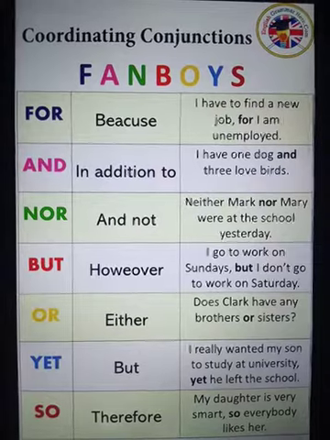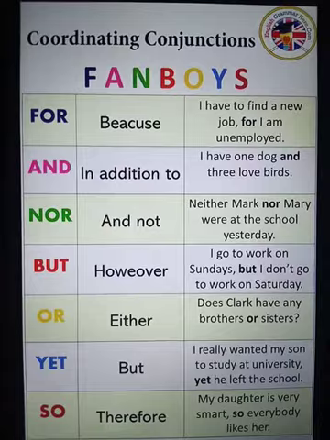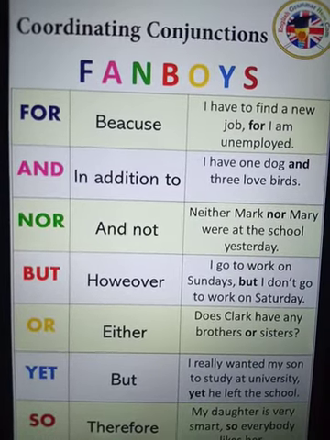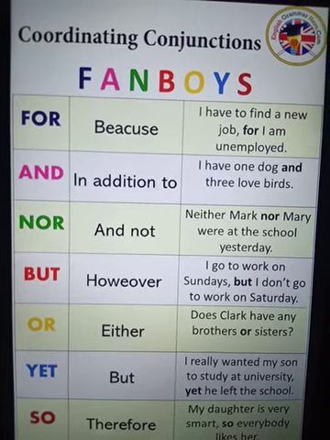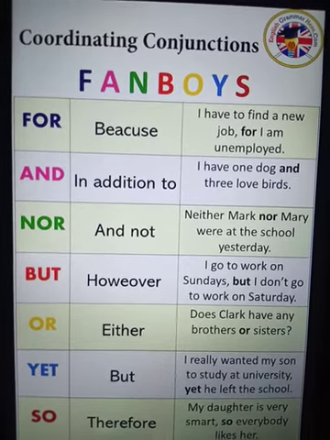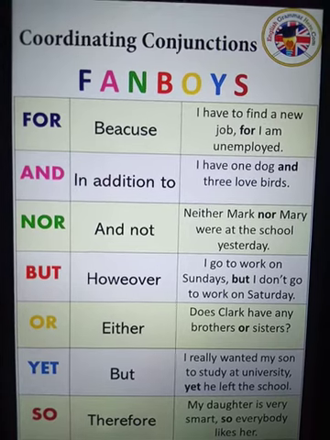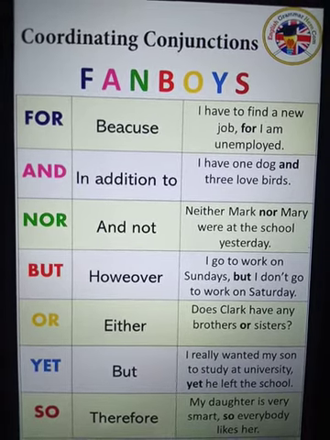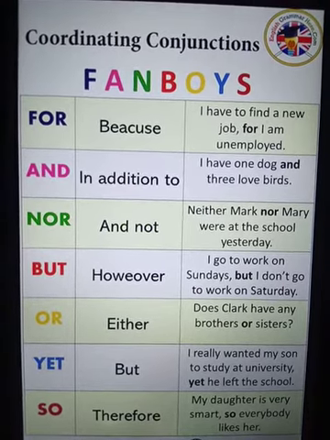Now, children, let us study coordinating conjunctions with examples and their explanation. For. For is used to cite a reason or purpose. It can be used like because. For example, I have to find a new job for I am unemployed. Children, we could have written this sentence as: I have to find a new job because I am unemployed.